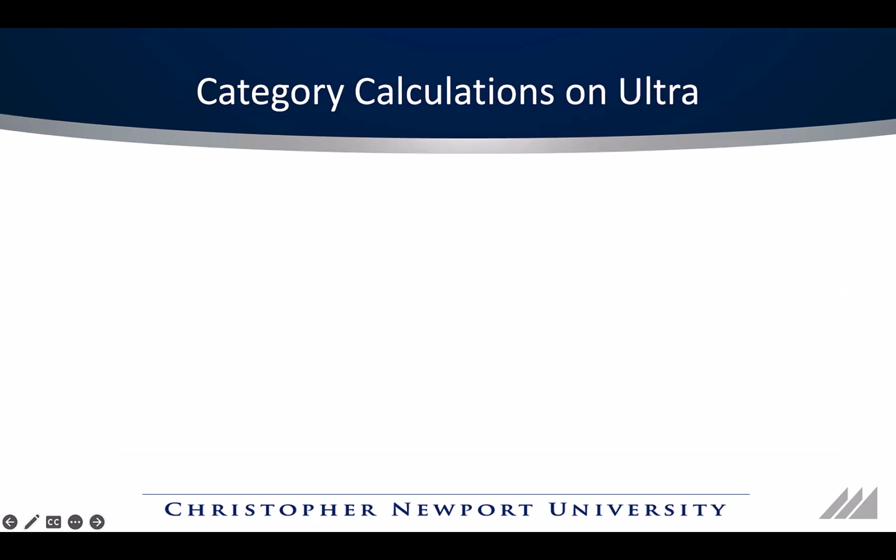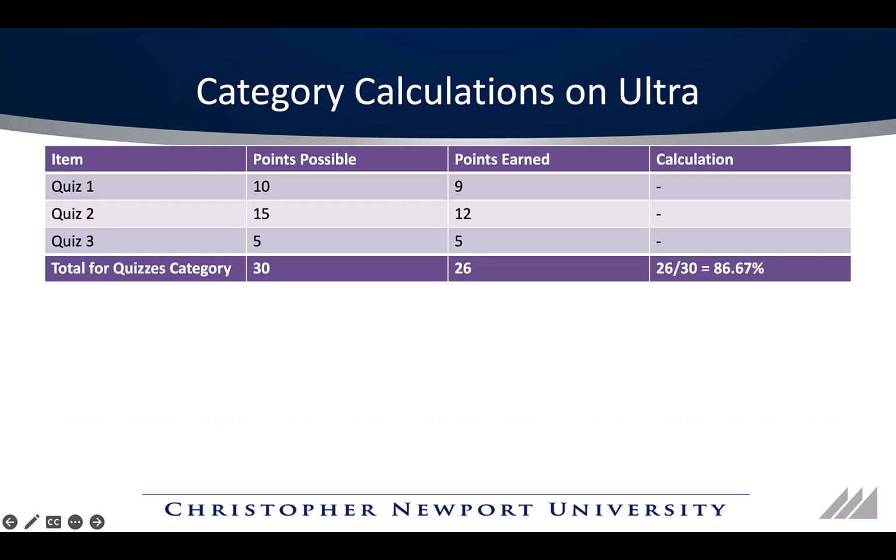Ultra does things a bit different. So we have the same 3 quizzes here on Ultra, but within the quizzes category, it's going to add up all the points possible. So the 10 points, 15 points, 5 points possible gives us 30 points possible. It's going to add up all the points earned. So they got 9, 12, and 5, gives us a total of 26. It's going to divide the points earned by the points possible for a percentage for the quizzes category of 86 2/3.